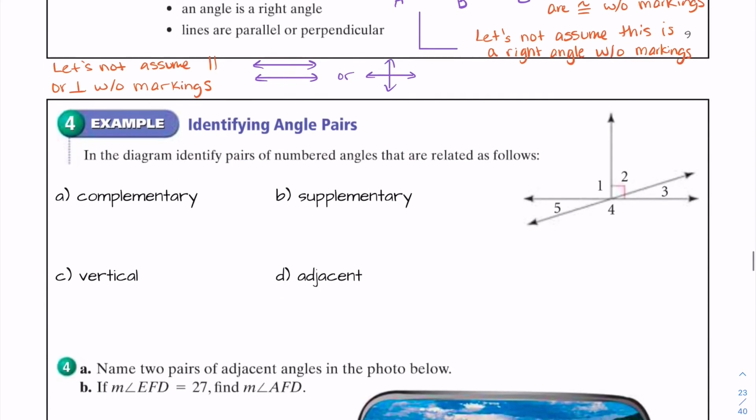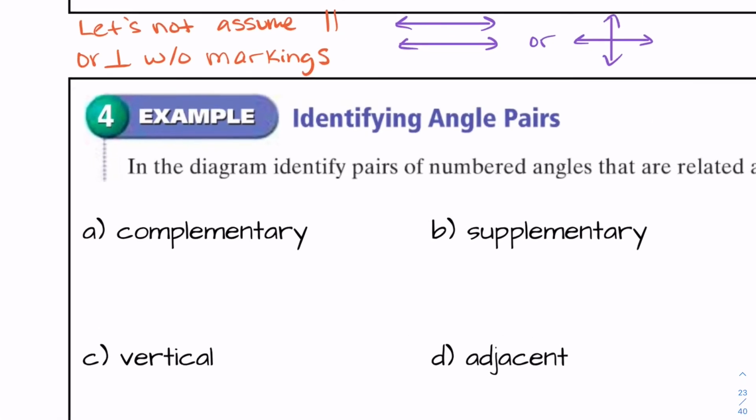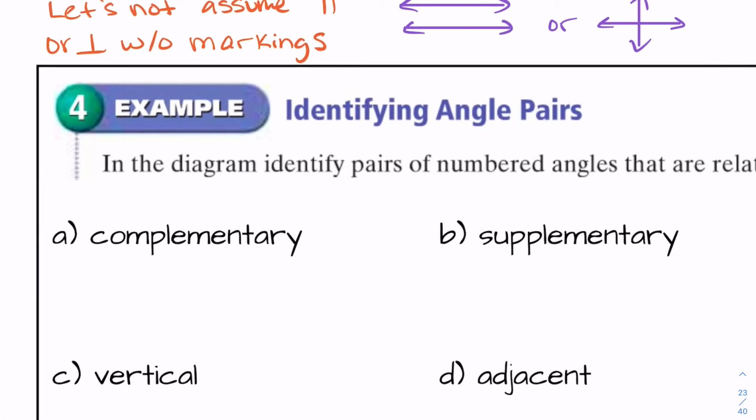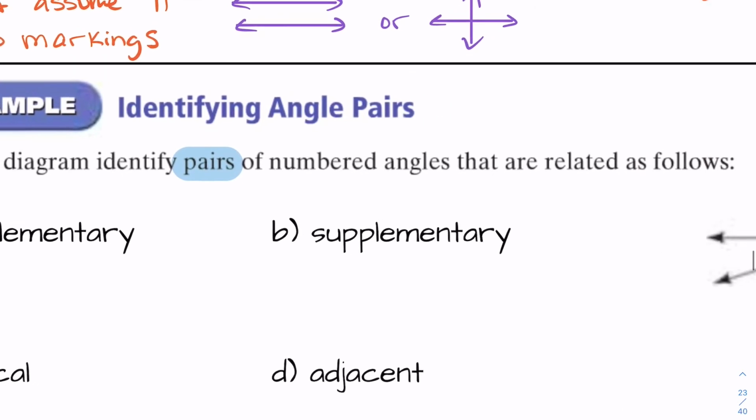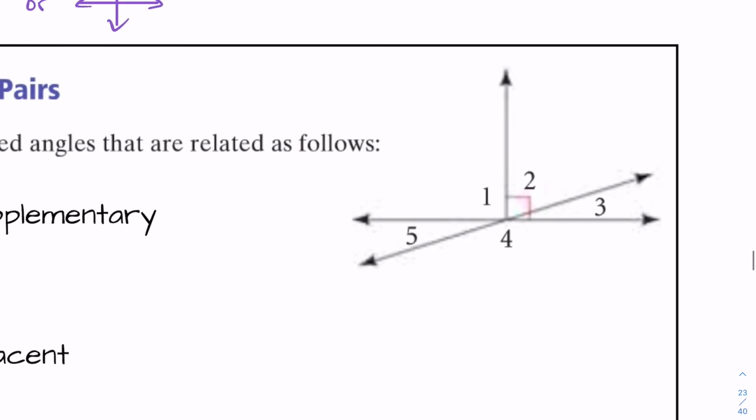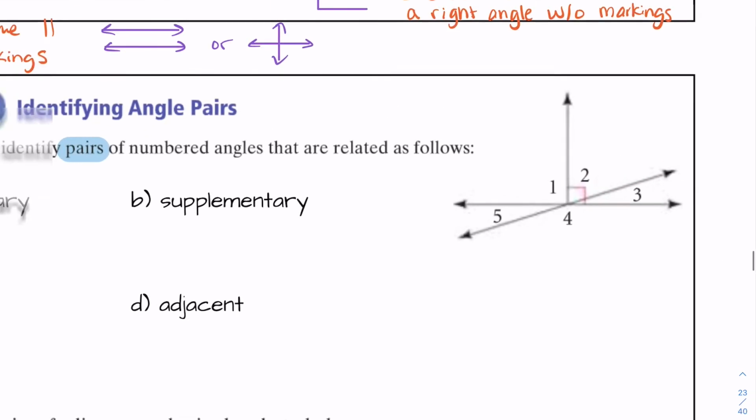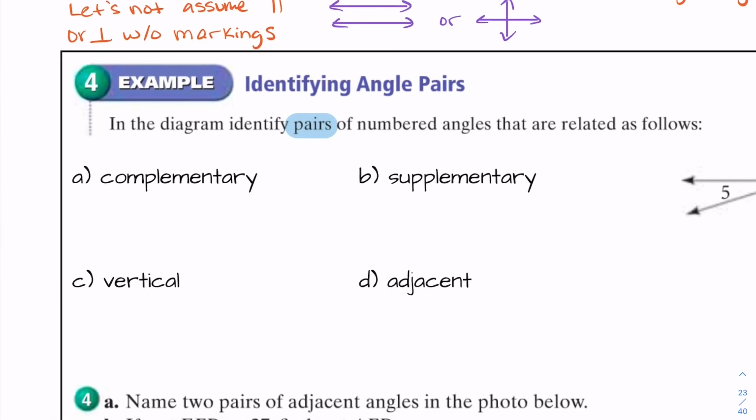All right, example 4: identify pairs of numbered angles that are related as follows. Again, it says pairs, so we are looking for pairs of angles. Complementary, we have 90 degrees. It looks like angle 2 and 3 are complementary because the two of them add up to 90 degrees, because they have that marking there. So angle 2 and angle 3.